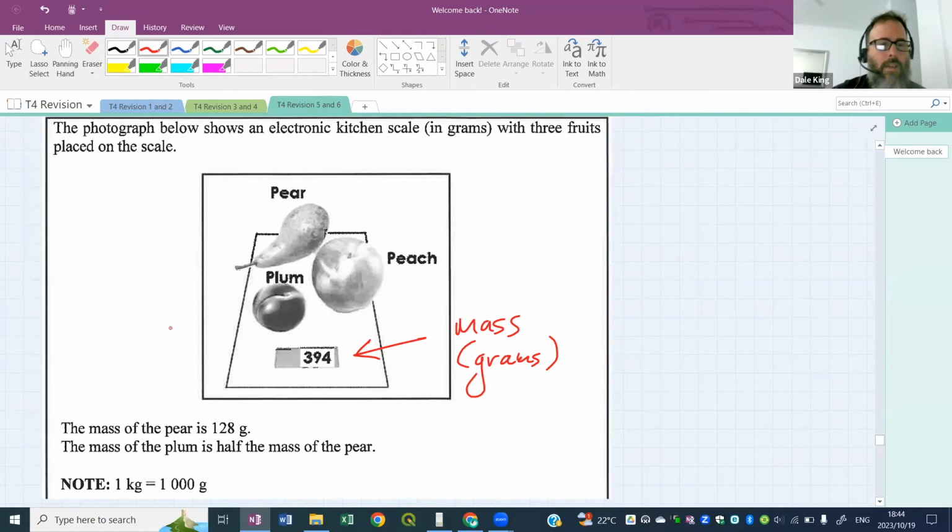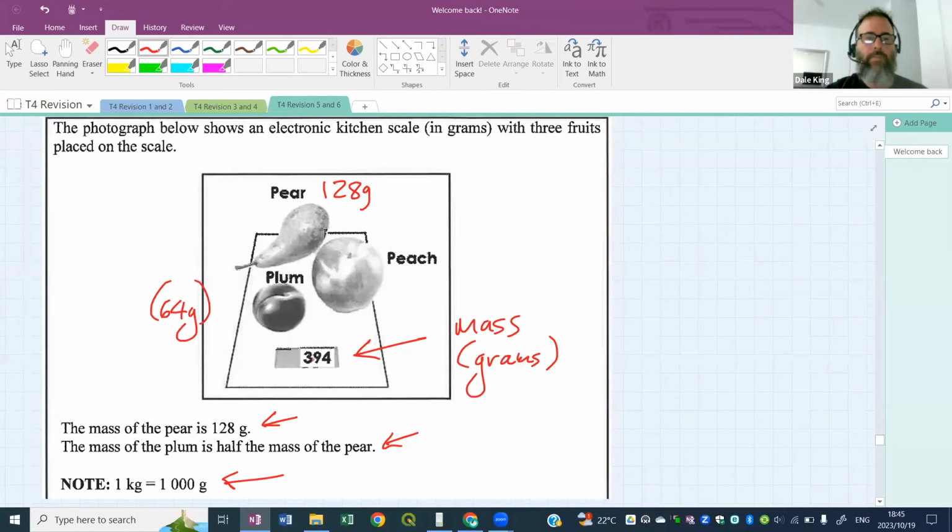Then at the bottom they say, important information, do not ignore this. The mass of the pear is 128. I'm going to write it up here just so we can see it. And the mass of the plum is half the mass of the pear. You could work it out now, but just remember that. Note here at the bottom, 1 kilogram is 1,000 grams. I'm sure you knew that, but there it is anyway. A metric conversion. Yes, Keon, it's 64. Let's put that in brackets here.